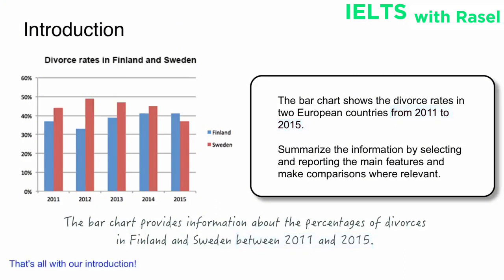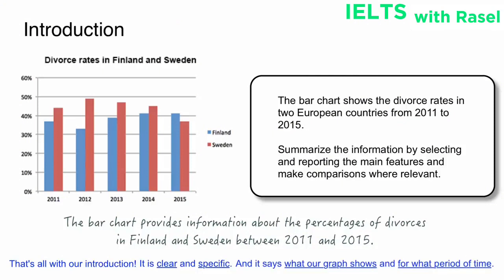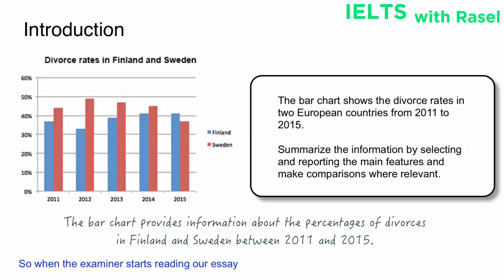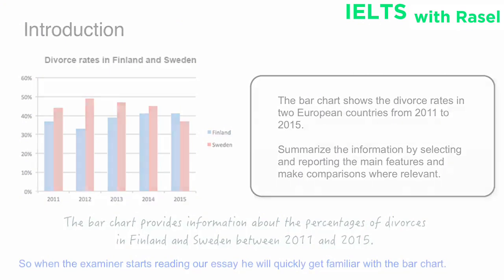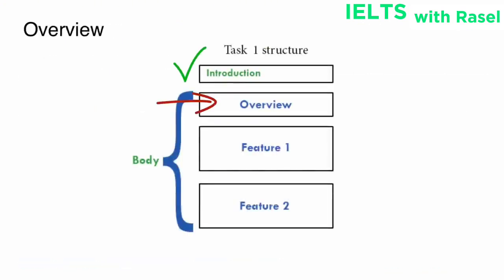And that's our introduction. It is clear and specific, and it says what the graph shows, and for what period of time. So when the examiner starts reading our essay, he will quickly get familiar with the bar chart. Now we move on to the second paragraph, and our second paragraph is a general overview.